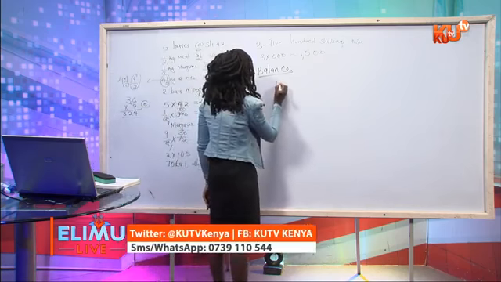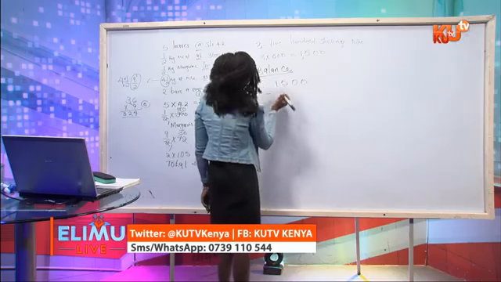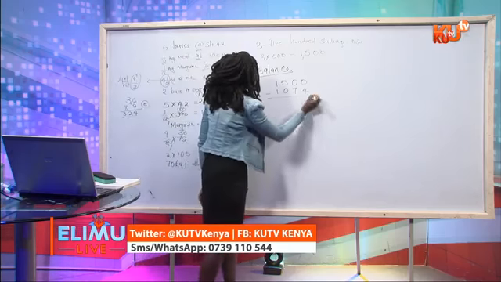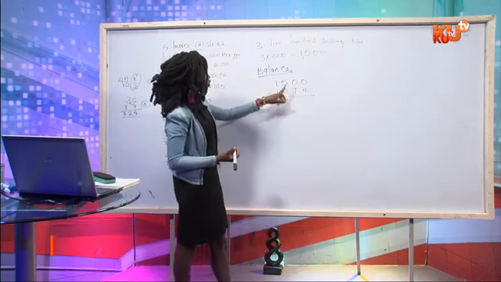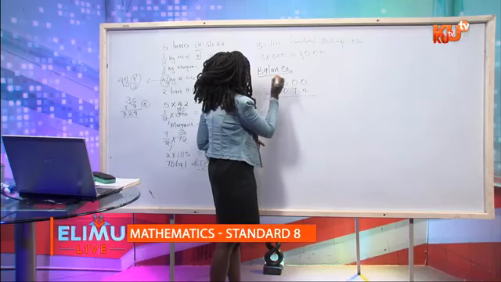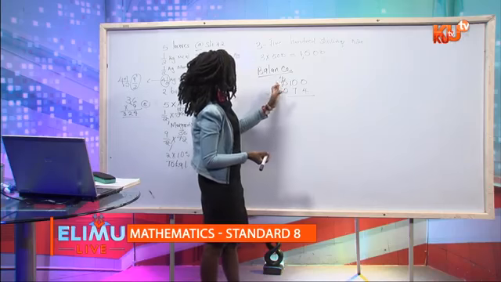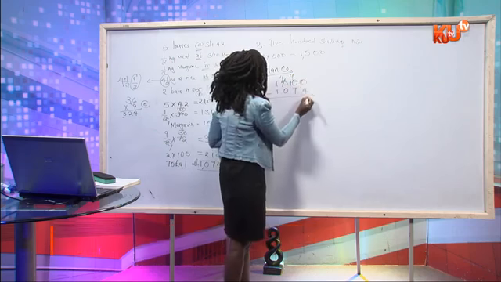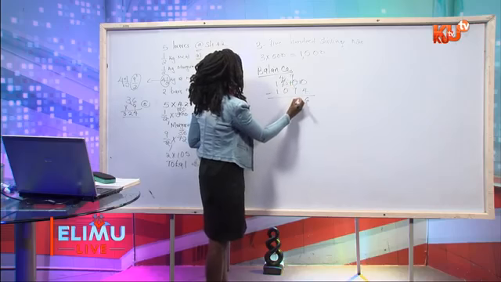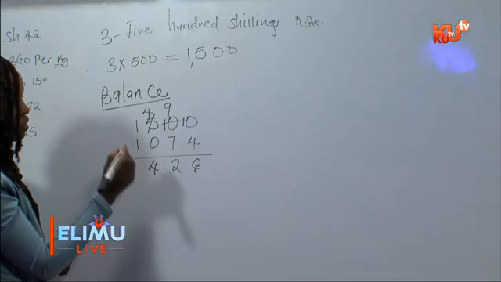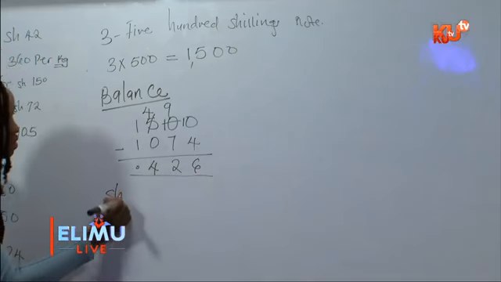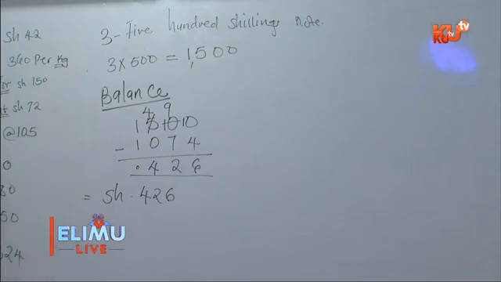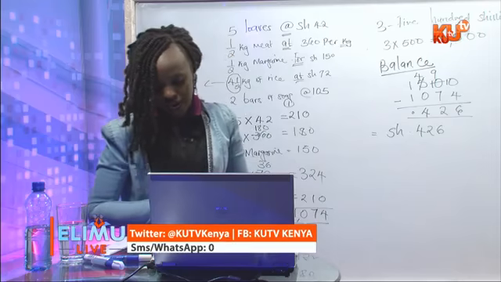That is 1,500 minus 1,074. We less. So this is impossible, so we are going to borrow from these 5. From 5, we get 4. I bring 1 here. I've borrowed 100. I borrow again, remain with 9. 10 minus 4 is 6. Then 9 minus 7, I get 2. 4 minus 0 is 4. 1 minus 1 is 0. So my balance is going to be 426 shillings. So the balance was 426 shillings, and that was the answer for that question.